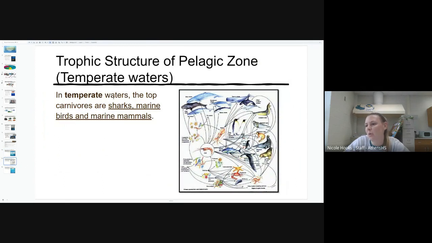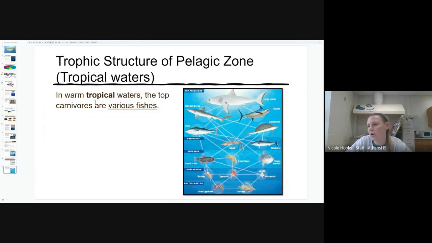And then we've got temperate waters. So sharks, birds, and marine mammals are our top predators. So you've got the whales, seals, sharks, and birds as well, like penguins and others. And then lastly, you've got tropical waters. That's various fishes. Various fishes are going to be our predators. So that includes sharks. So large sharks like the great whites and the black tips, and tiger sharks, marlin, swordfishes, tuna. They're all going to be our top predators in those regions.